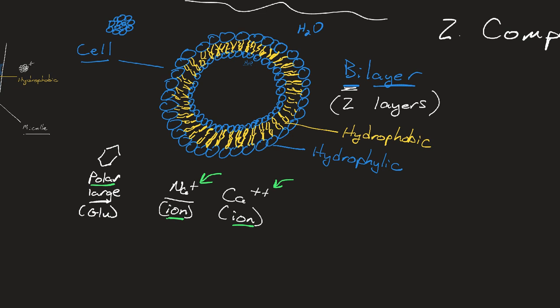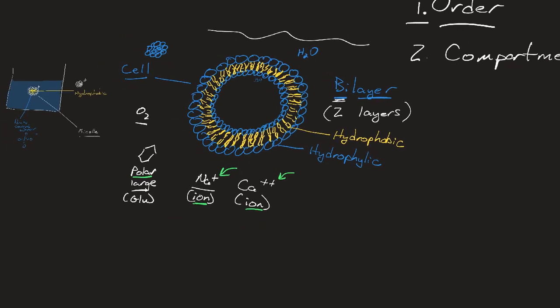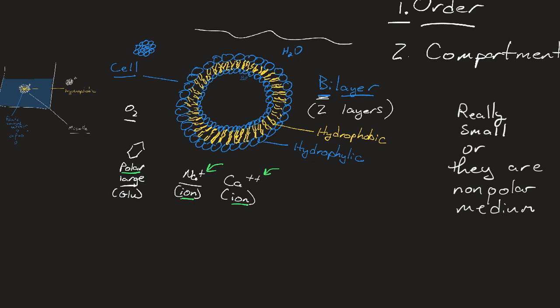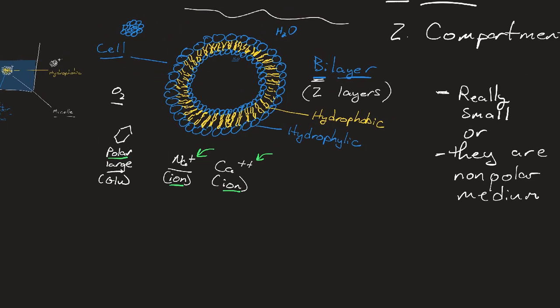There's other stuff in here. You might have oxygen gas. Oxygen gas is small, so there's 2 rules for dissolving. If they're really small, or they are nonpolar and medium size, all right, then they can go right through the membrane. They don't need any help. They can go right through here.